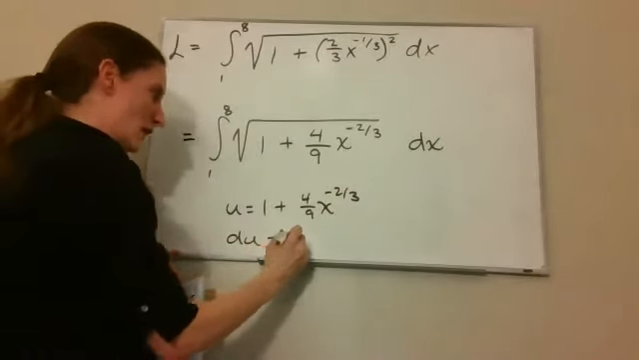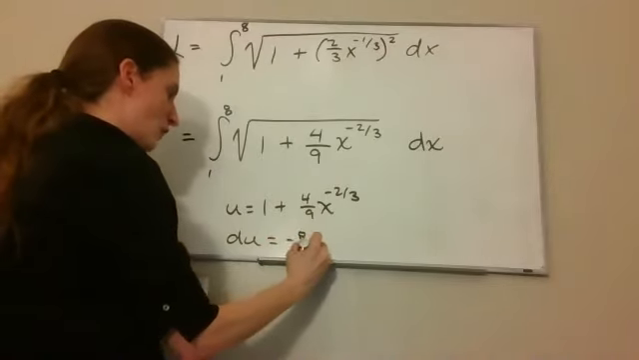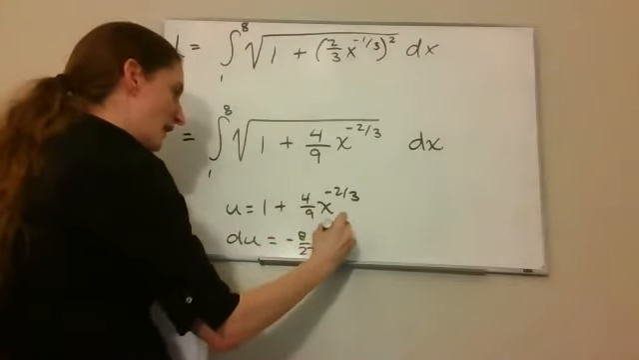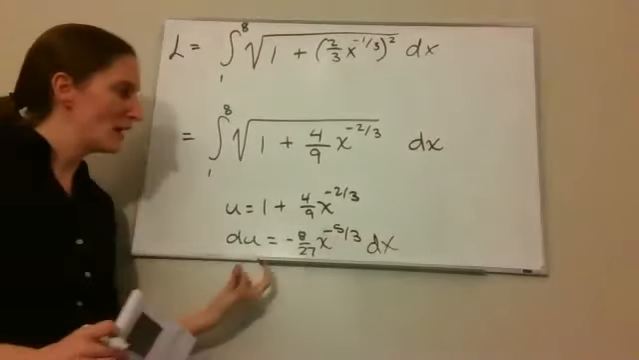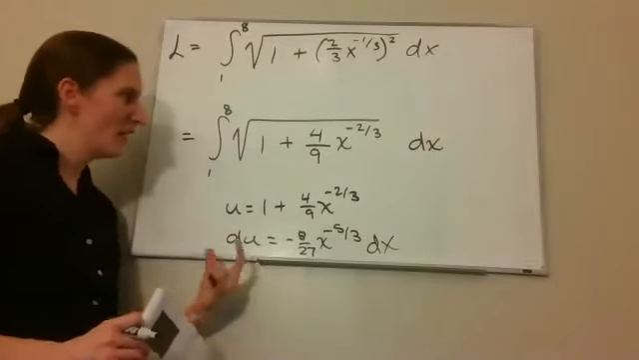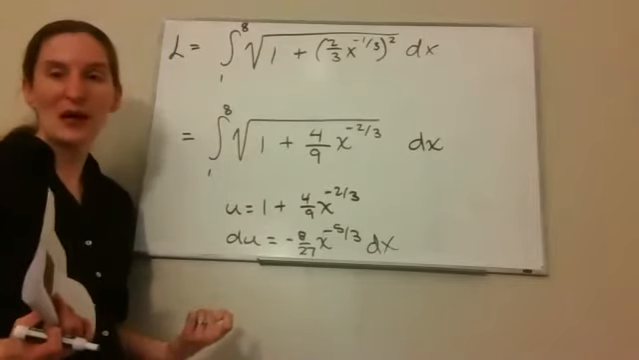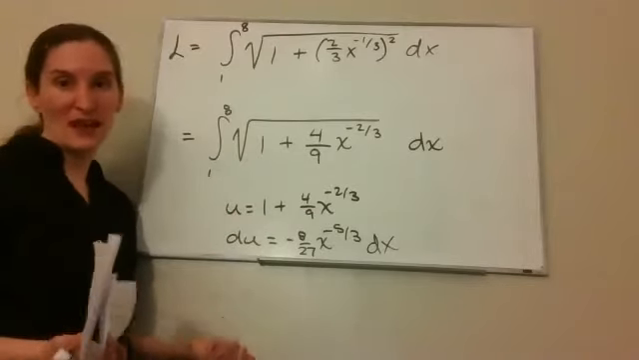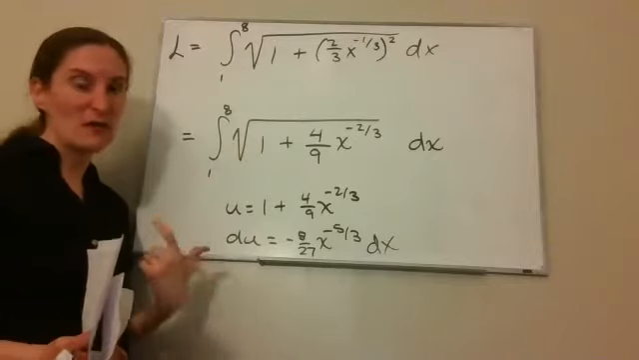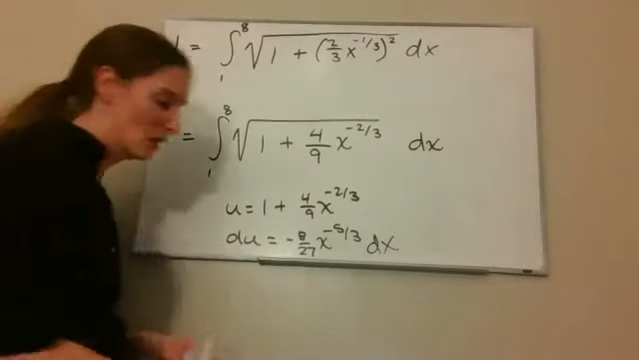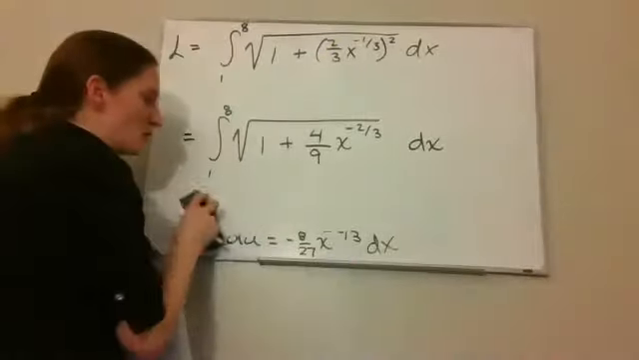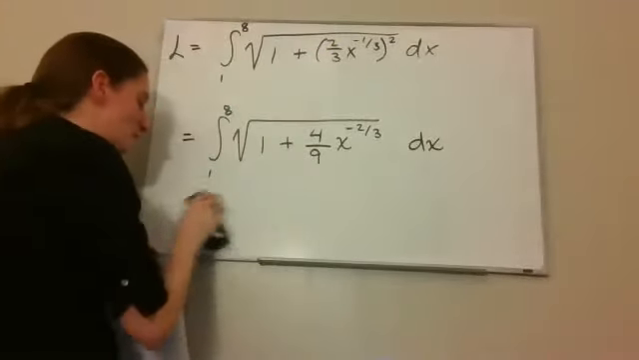I would end up with a negative 8/27 x to the negative 5/3 dx. And if I solve that for dx, I'm going to have x's and u's in my problem at the same time. We can't do that. We don't know how to integrate with x's and u's at the same time. We would need it all turned into u's. So we cannot do u substitution straight away.